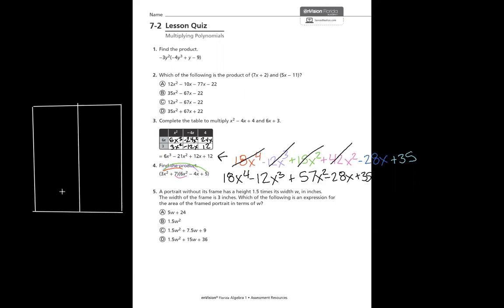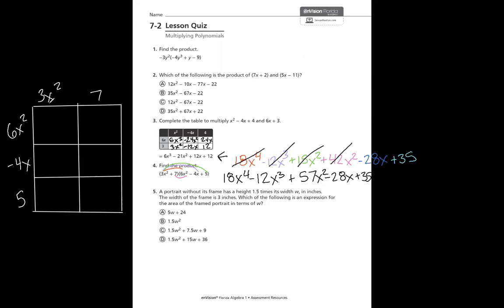So I've got 2 columns here, and then I've got 3 rows. My 2 columns, the ones going up and down, are going to be for my 2 terms, 3x squared and 7. And then my rows are going to be for my 3 terms, 6x squared, then negative 4x, and 5. And the goal is just to fill in these boxes. So look for what intersects in the box.